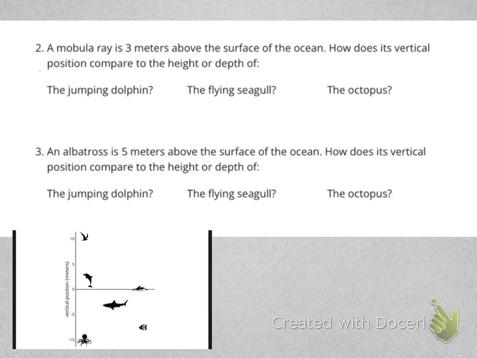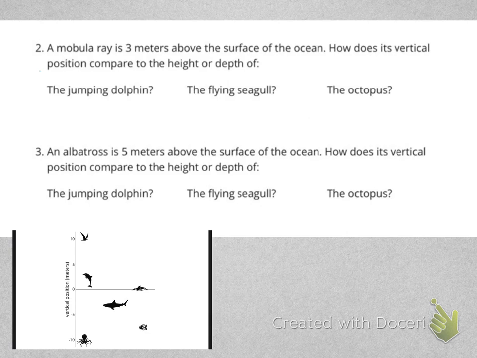So, number 2 says a mobula ray is 3 meters above the surface of the ocean. How does its vertical position compare to the height or depth of the jumping dolphin, the flying seagull, or the octopus? Alright, so we've got to tell how this ray compares to some of the other animals on our original diagram. That's why I decided to put the original diagram on this page.